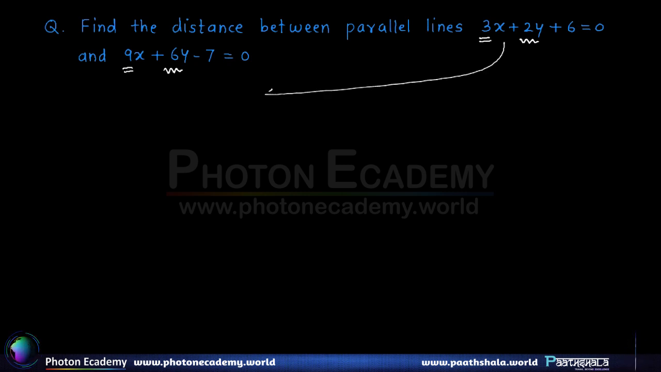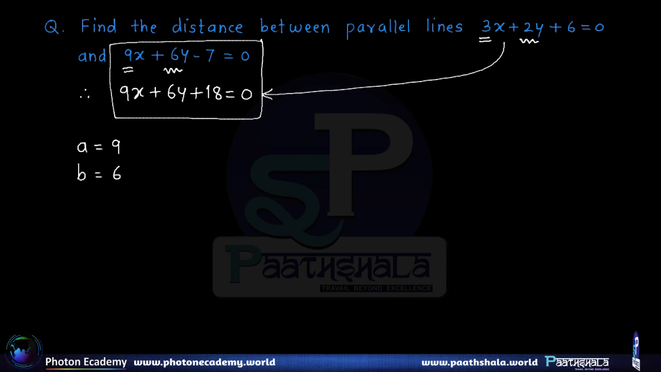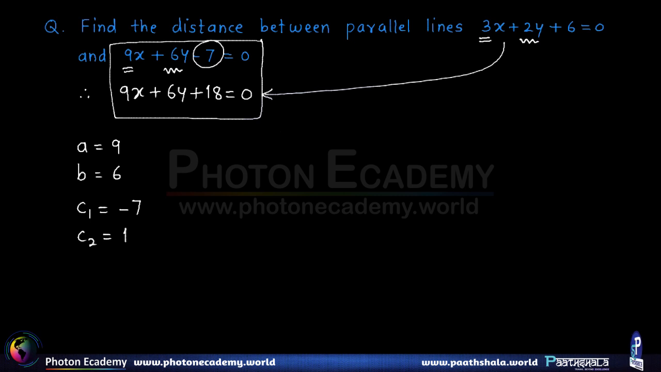So let us multiply the first equation by 3, and we get 9x plus 6y plus 18 equal to 0. Right? Now these two equations are in exactly the required format, where a is 9, b is 6, correct? c1, the constant in the first equation, is minus 7, and c2, the constant in the second equation, is 18.